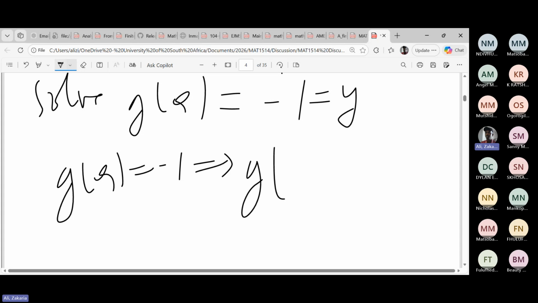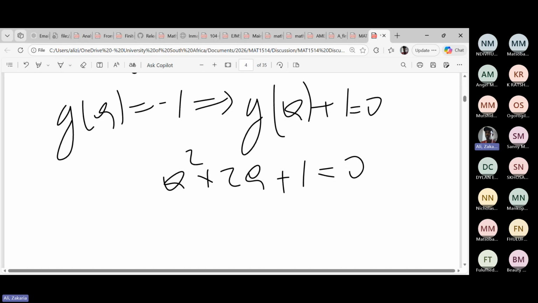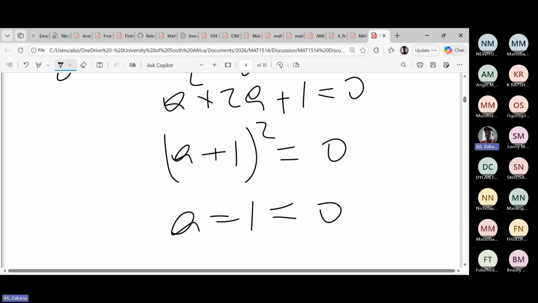It implies that g of a plus 1 equals 0. But g of a is a squared plus 2a plus 1 equal to 0. When you look at it this way, using the remarkable identity that I just mentioned, it is a plus 1 squared equal to 0. So in a way, it's just a plus 1 equal to 0, or you write it as a equal to -1, right? That's another way of looking at it.